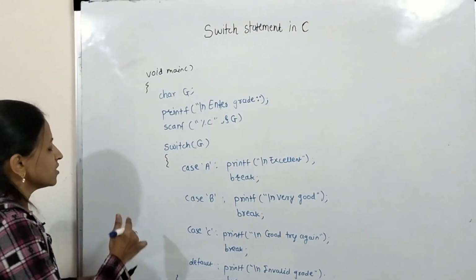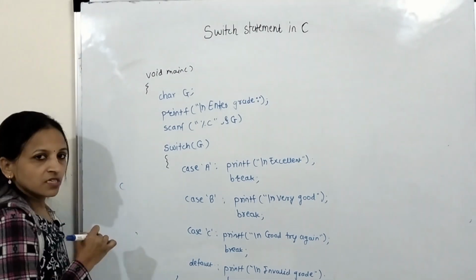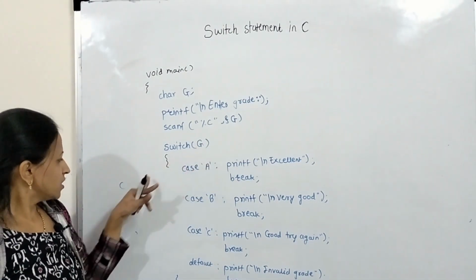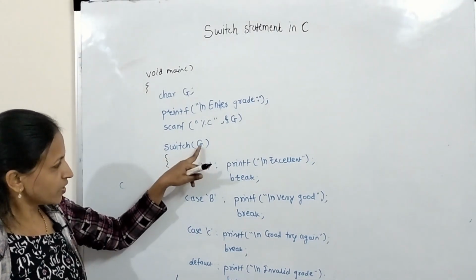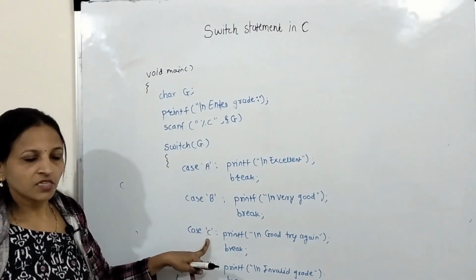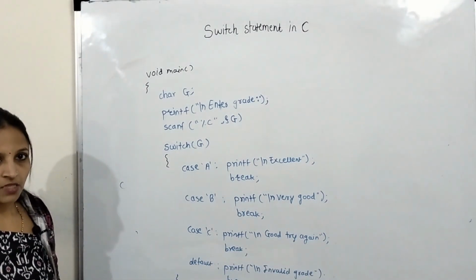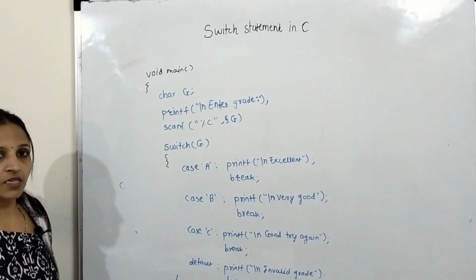Suppose the user has entered grade as C, then what will happen? It will come here, switch G. What is the value of G? C. Now where will the match be found? Here. That's why it will execute good, try again, and will come out of that switch. This is the example for a character variable.